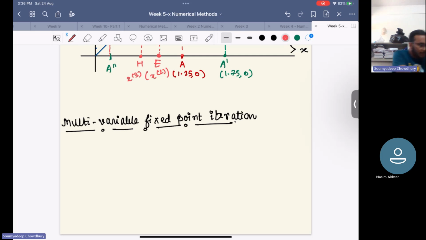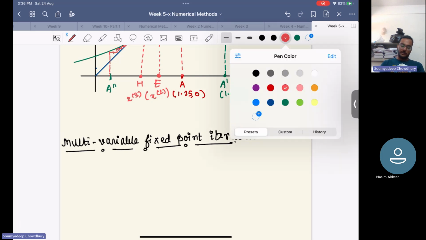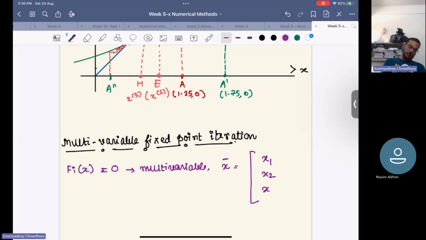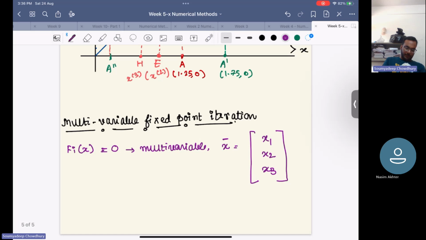Now we will move to the multivariable fixed point iteration. The algorithm is almost the same. Instead of a single variable x which we were solving here, you will have multivariable, that is, you will have a vector. Suppose you have a set of equations given by fi of x equal to 0. That is, f1 of x is 0, f2 of x is 0, like that. So it is basically multivariable. My solution vector, x bar, is given by x1, x2, and x3. And f bar of x is a set of equations. If there are three variables, there will be three equations: f1 of x bar, f2 of x bar, and f3 of x bar.